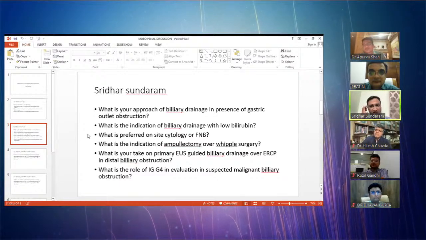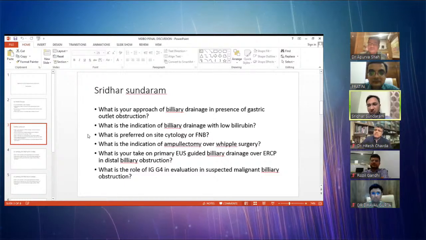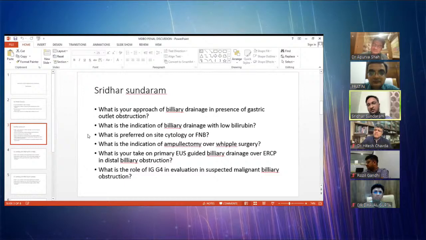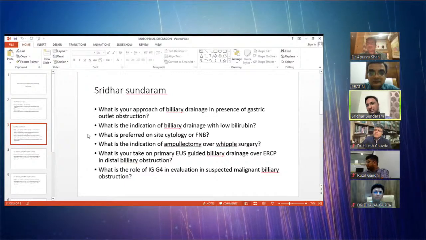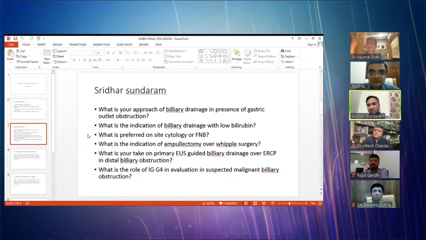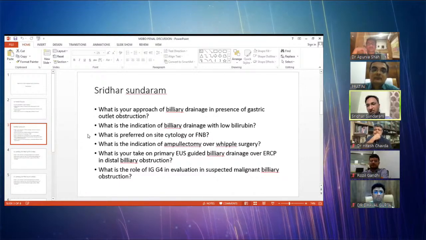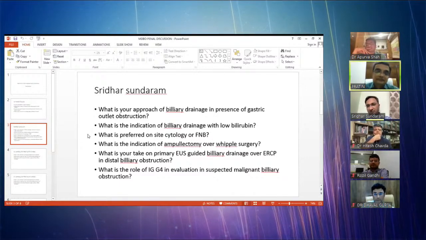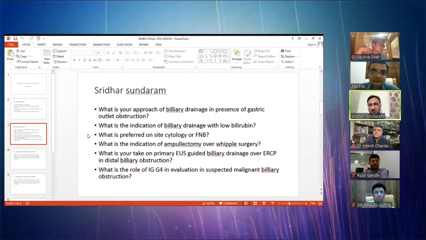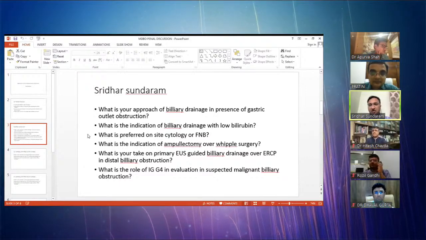We recently presented our data at ISG, and it is a paper that is being presented at DDW this year. We found in our series that FNB alone was as good as doing FNB with ROSE. So I don't see the need for ROSE, especially with the newer needles, the tip cutting ones rather than the side cutting ones. Like Acquire or Shark Core, there is really no need for cytology.